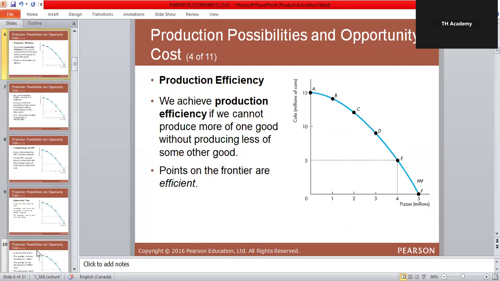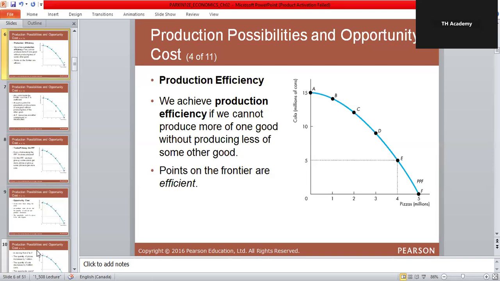Production efficiency. Now let's talk about something super important, production efficiency. Basically, production efficiency happens when your resources are being used in the best possible way. In other words, you cannot make more of one good without giving up some of another. Think of our pizza and cola factory.